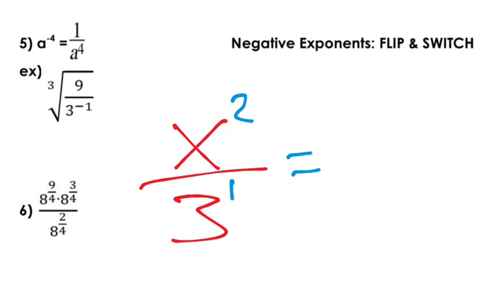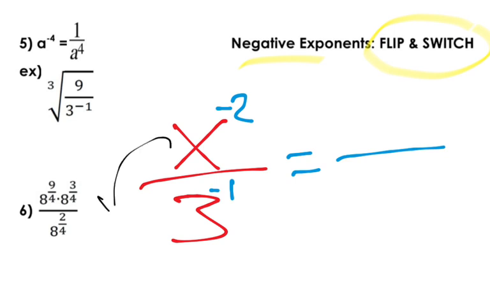Now, if I were to make that x squared, that 2 a negative 2, and that 3, the exponent of 1, is now going to become negative. Now we have to use the negative exponent flip and switch rule. And it's very simple. Whatever has a negative exponent, you have to flip that expression or that variable or number to the other area of the fraction that it's not on, and then you have to make its exponent positive.